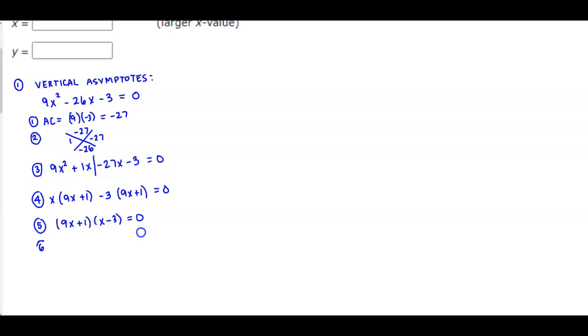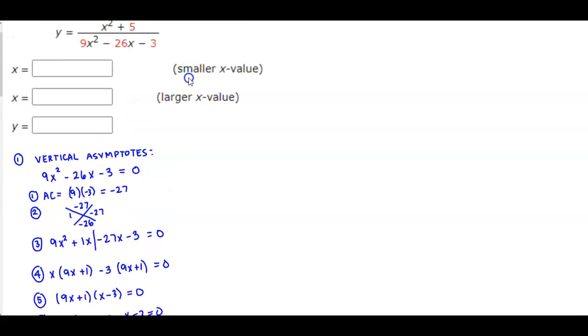Now let's set both of them equal to 0. So we have 9x plus 1, which is equal to 0, or x minus 3 is equal to 0. So solving for x over here, we get negative 1/9 and positive 3. So therefore, these are our vertical asymptotes, where x is equal to negative 1/9 and 3. So the smaller value is negative 1/9, and the larger value is x is equal to 3.